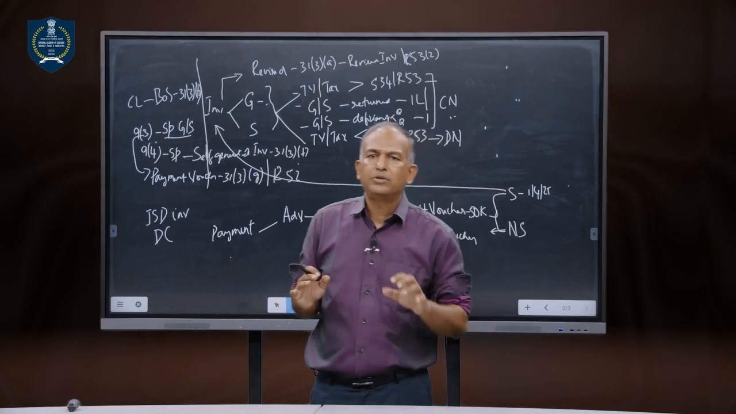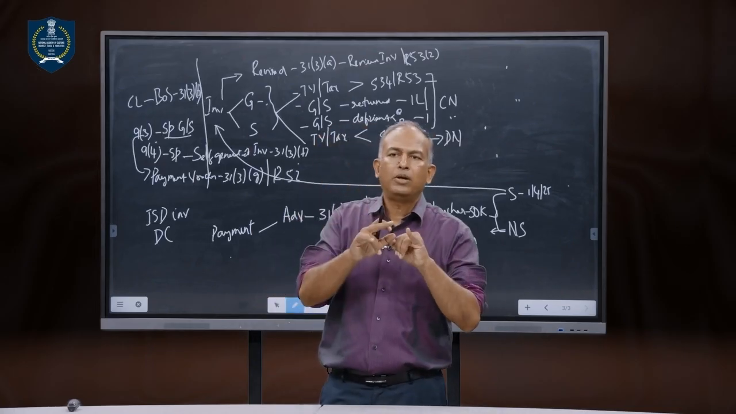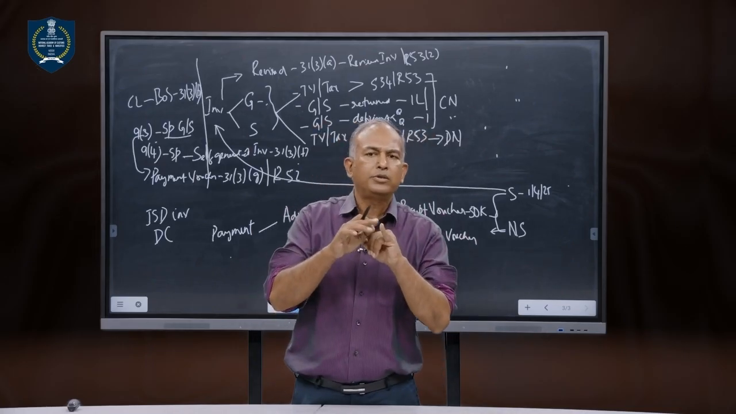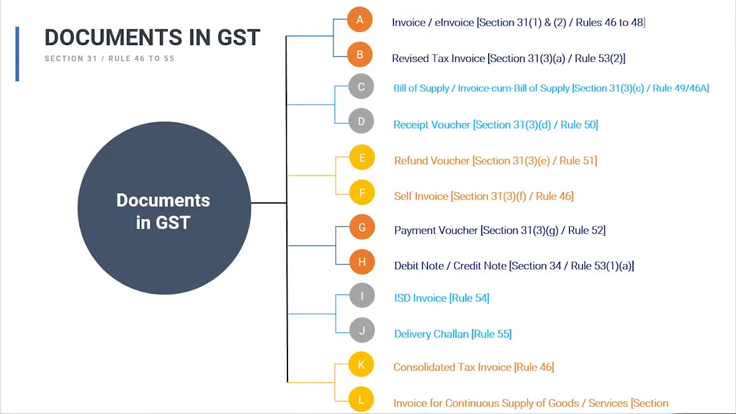Which are the various documents? Invoice, credit note. After issue of an invoice, if the taxable value or the tax shown is more, goods or services are returned, or goods or services are found to be deficient, a credit note can be issued. If the taxable value or the tax shown in the invoice is less, a document that can be issued to rectify that mistake is a debit note. There is a concept of revised invoice.